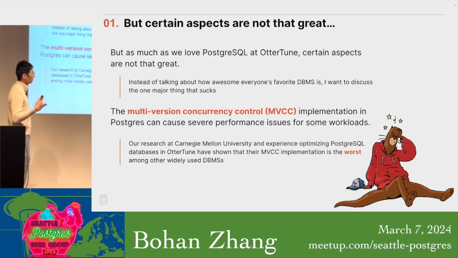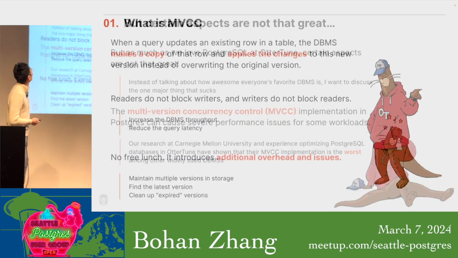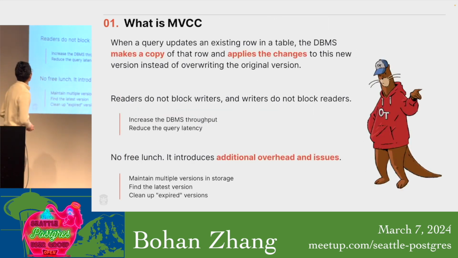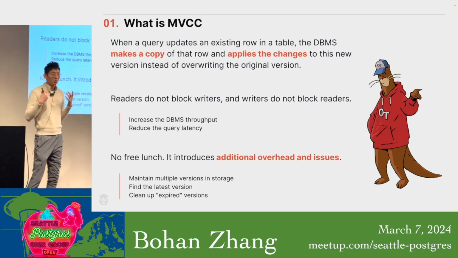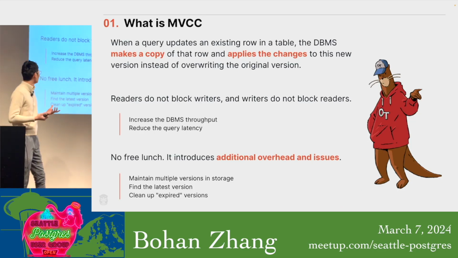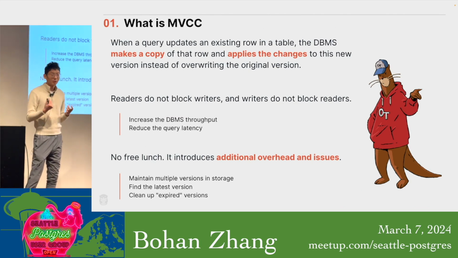MVCC can cause some severe performance issues for some workloads. So we'll discuss this. What is MVCC? When a query updates an existing row in the table, the database makes a copy of that row and applies changes to the new row, instead of writing the data to the original row directly. Why do you want to do this? This is because in this way, readers will not block writers, and writers will not block readers. It can increase data throughput and also reduce latency.